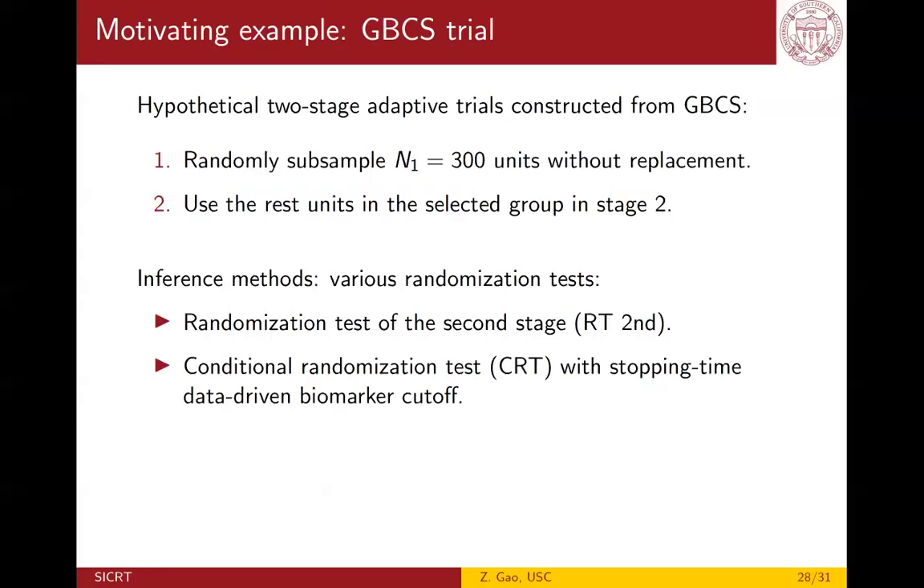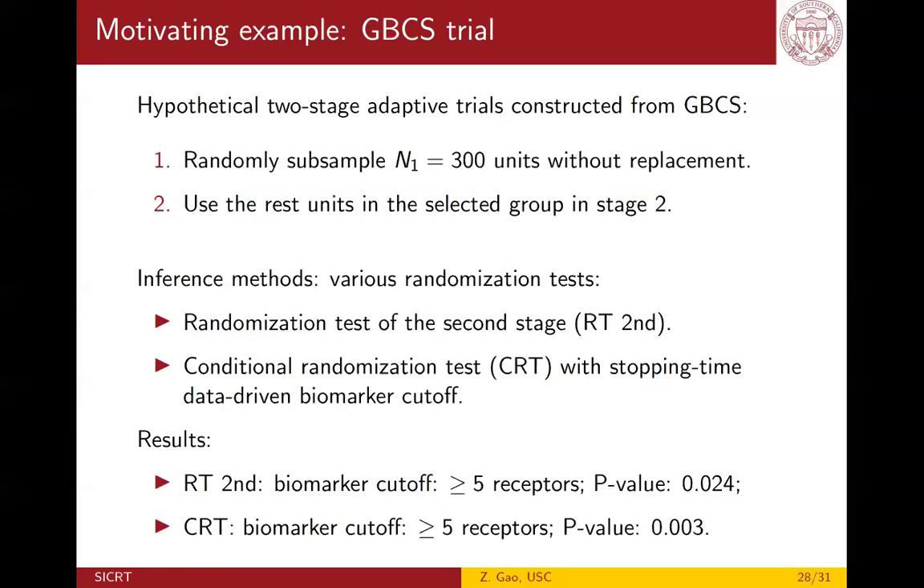So we applied our procedure, in contrast to the case where they throw away a bunch of data, to the GBCS trial. And we find that both our method and the data-throwing method selected patients with at least 5 receptors. And the p-value in our case is 0.003, while in the case where they throw away some of the data, it is only 0.024. So we do have a bit more power here.